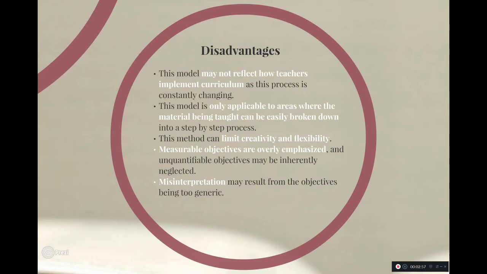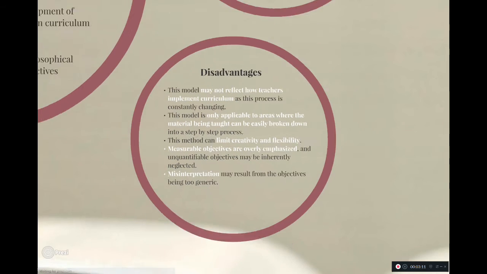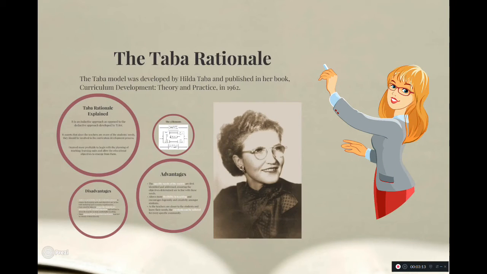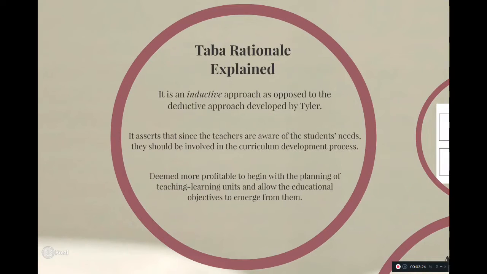As identified objectives tend to be general and hence vague, individuals can interpret the meaning in their own ways, leading to misinterpretation and a gap between what is taught and what is expected. The Taba model. The Taba model was developed by Hilda Taba and published in her book Curriculum Development, Theory and Practice in 1962. It is an inductive approach as opposed to the deductive approach developed by Tyler.